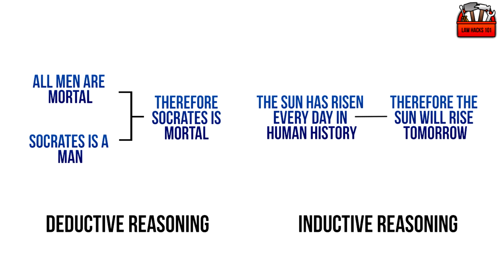Inductive argument, on the other hand, proceeds from a series of specific instances towards a general conclusion. In the case of this classic example, the conclusion is strong because since it is true that for every day in history the sun has risen, it's intensely likely that the sun will rise again tomorrow. But that conclusion is not a matter of logical inevitability, it's a matter of probability, in this case almost unshakable probability.